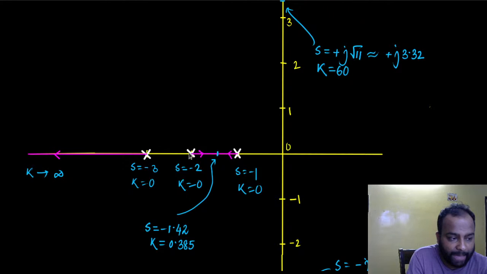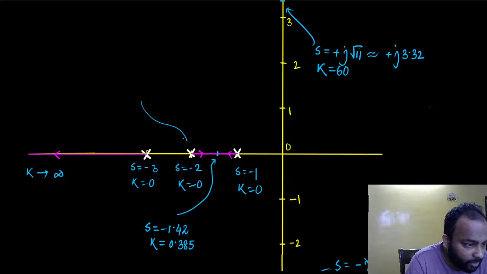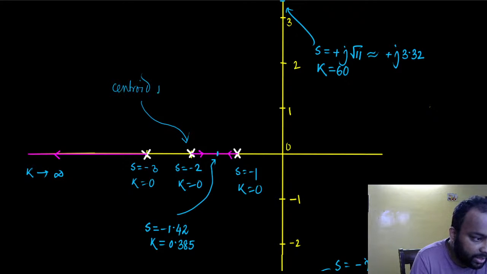Now this might not always happen. It might so happen that the asymptotes originate from any other possible centroid location. But here it is also the location of the centroid. So let me mark this point as the origin of the asymptotes. This is where the asymptotes originate from. This is the centroid, sigma equals minus 2.